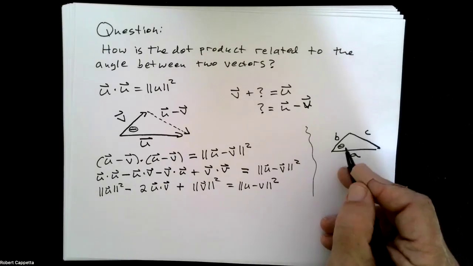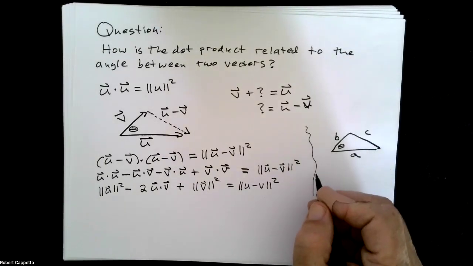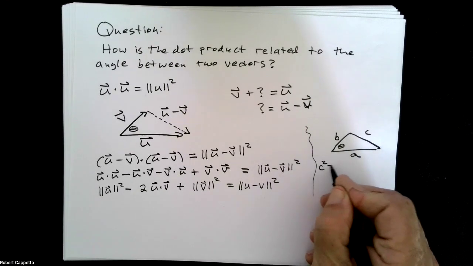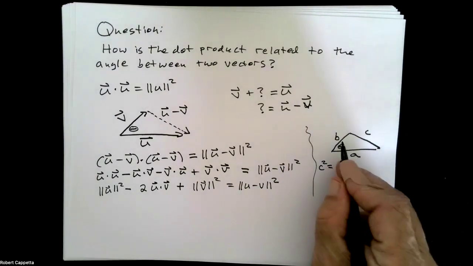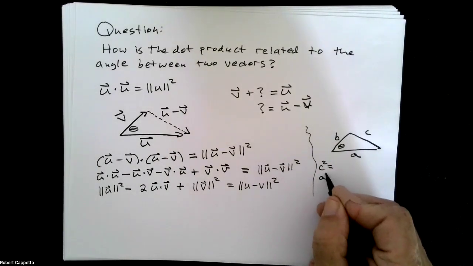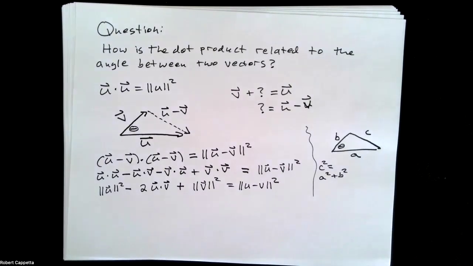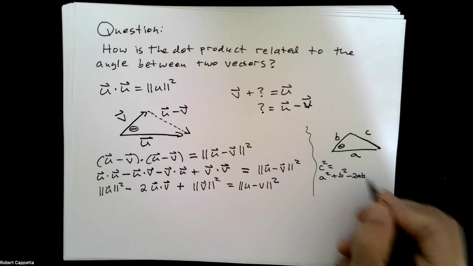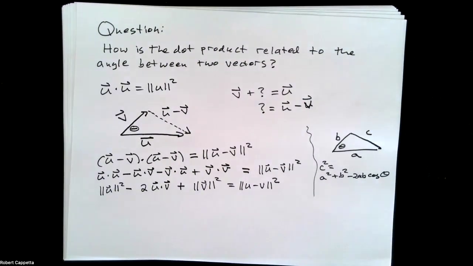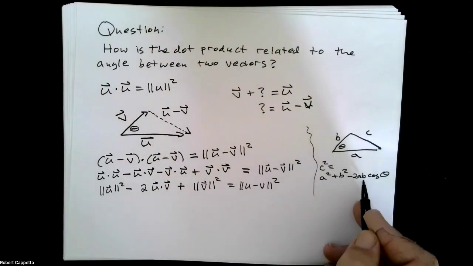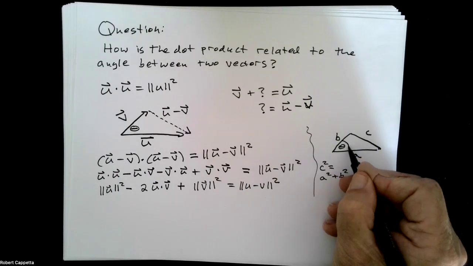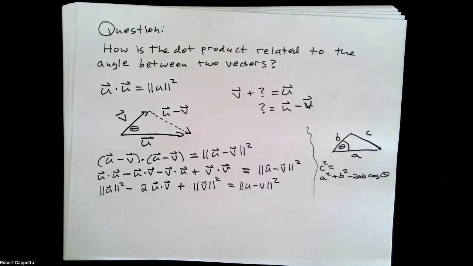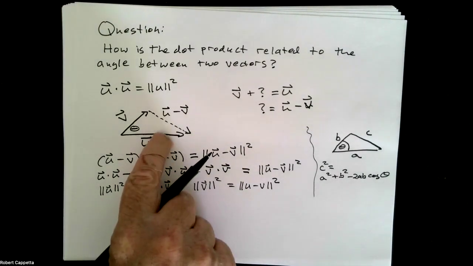What do we have here? C squared, the length of C squared, is equal to what? Is equal to A squared plus B squared. So sort of like the start of the Pythagorean theorem. A squared plus B squared minus 2AB cosine theta. So again, C squared is A squared plus B squared minus 2AB cosine theta, theta the angle between side A and side B.